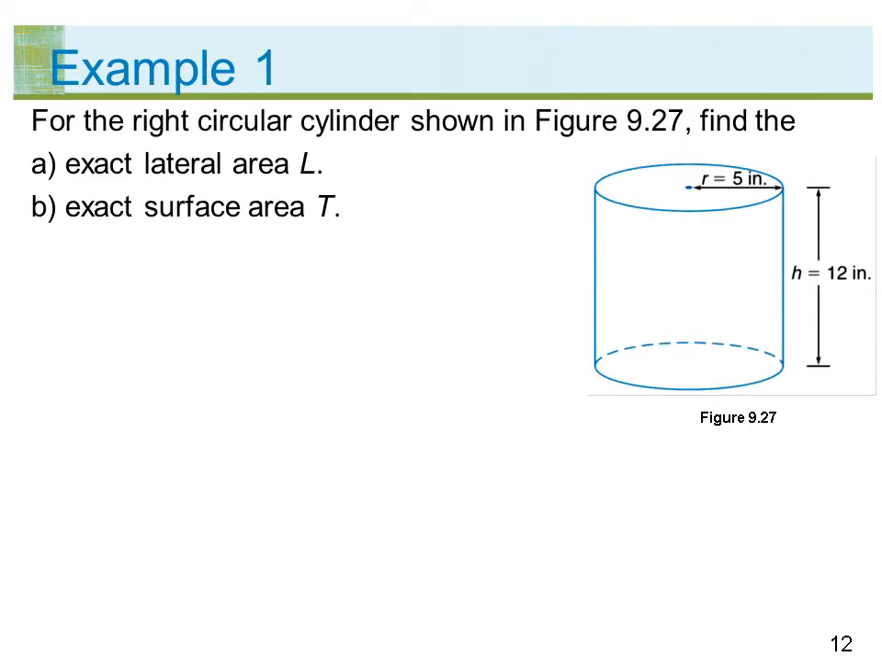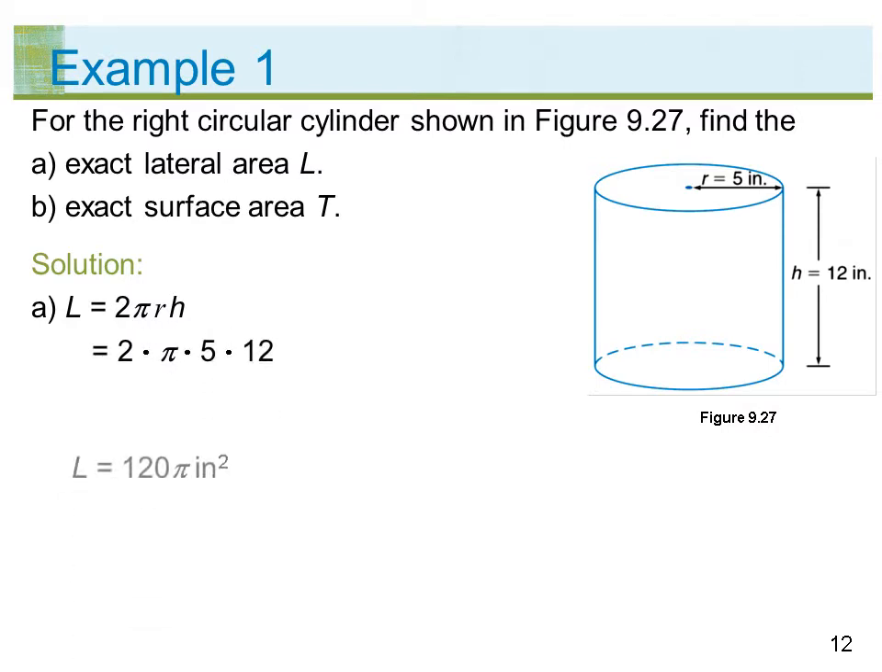For the right circular cylinder shown in Figure 9.27, find the A. Exact lateral area L, B. Exact surface area T. Solution. A. L equals 2 pi rh, which is 2 pi times 5 times 12. L equals 120 pi inches squared.